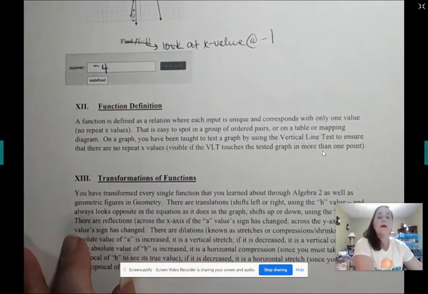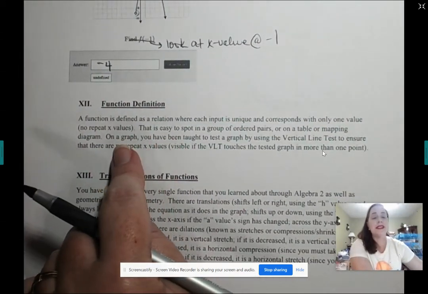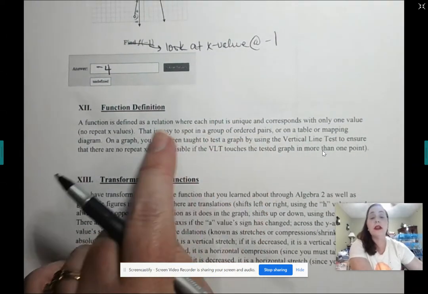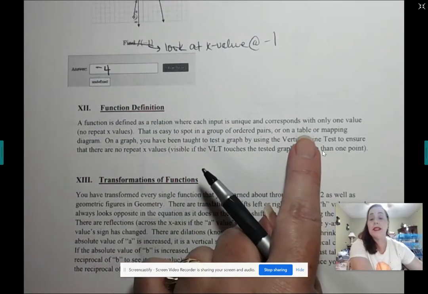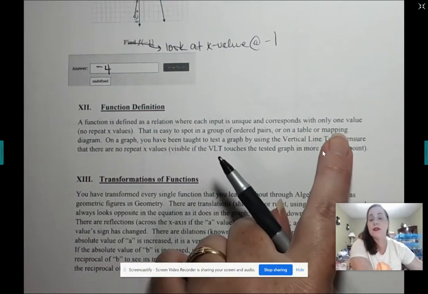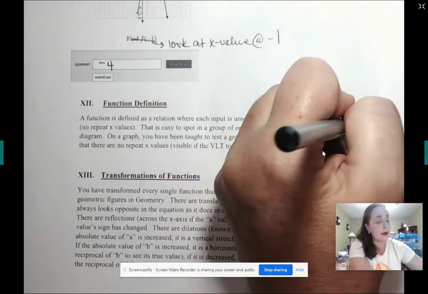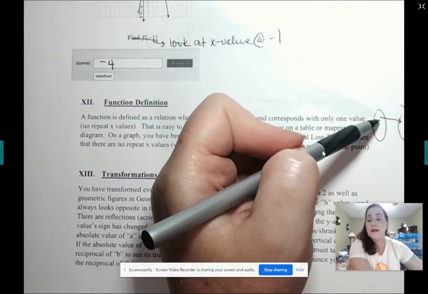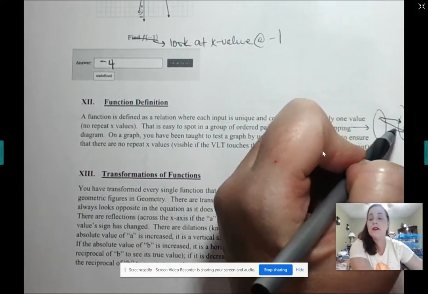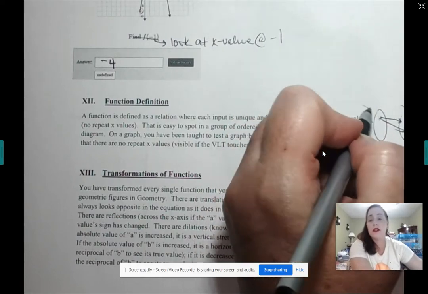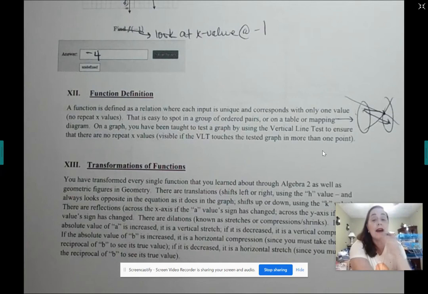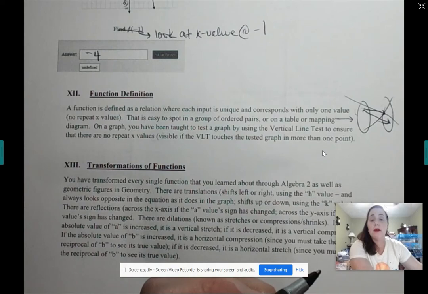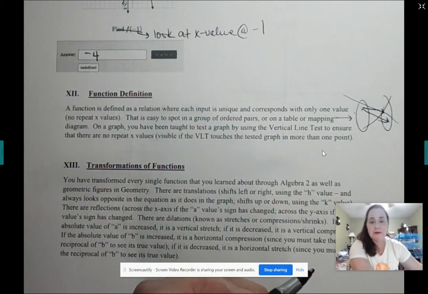And then also, you do have some problems. I'm not doing any examples because it's really that easy. Do you remember how to tell if something is a function? If you have a group of ordered pairs, you're looking for no repeat x's. If you see a table, you're looking for no repeat x's. If you see a map, make sure that there's only one arrow coming out of each x. So if there's 2 arrows coming out of a certain x value, that would not be a function. So I just want to make sure you remember that. On a graph, you draw a vertical line. The vertical line test will test if there are any repeat x values in a graph.